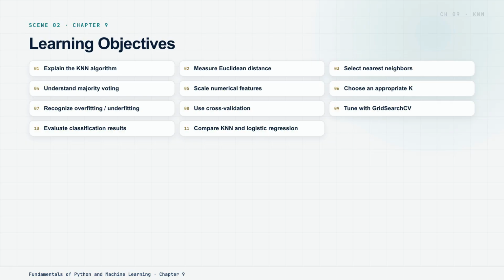You should also be able to explain how a very small value of k can overfit the training data and how a very large value can underfit the true pattern. Finally, you will learn how to use stratified cross-validation and GridSearchCV to tune the number of neighbors, evaluate the final model on unseen data, and compare KNN fairly with logistic regression.